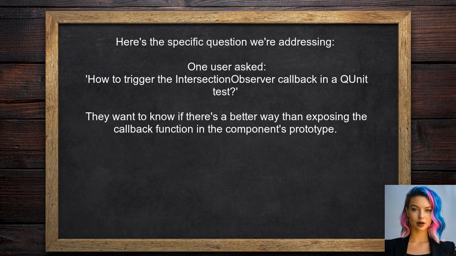Here's the specific question we're addressing. One user asked how to trigger the intersection observer callback in a QNet test. They want to know if there's a better way than exposing the callback function in the component's prototype. Sound familiar? Let's explore this together.